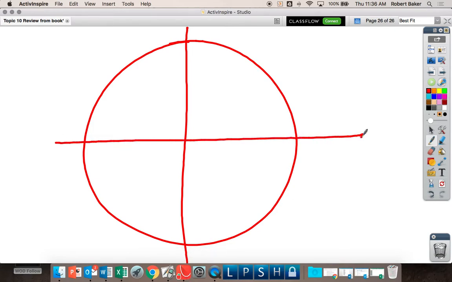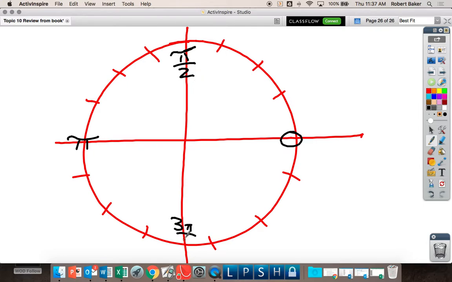I will. So we have 3 divisions in each quadrant. I like to start with quarters, so I'll do those in black. 0, pi. That's easy. What's half of pi? So I go 0, 1 half, 2 halves, 3 halves. And that should give you checkpoints.